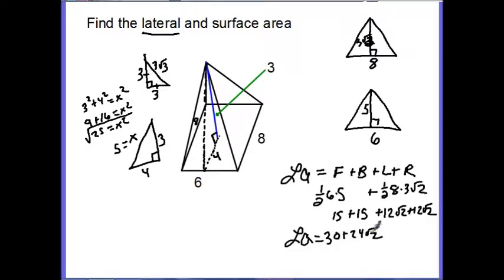Now my surface area. Surface area is all the surfaces, which includes those 4 triangles, which would be my lateral area, 30 plus 24 root 2, plus the area of my base, which is a rectangle, length times width, or base times height, which is 6 times 8, which is 48. Combine your like terms, and the surface area is going to give you 78 plus 24 square root 2.